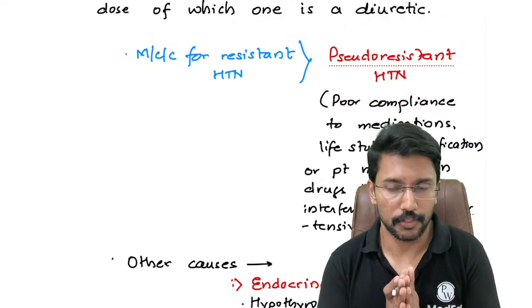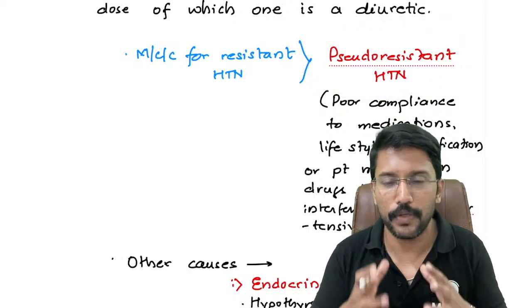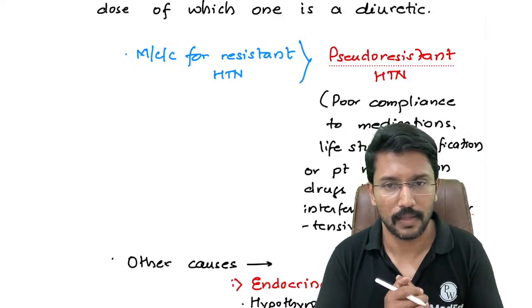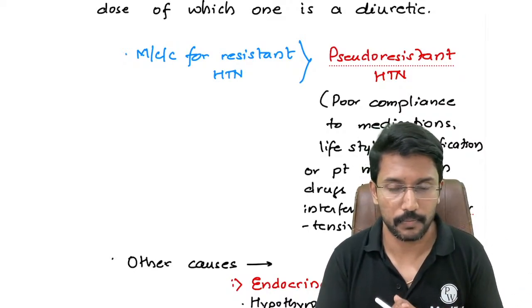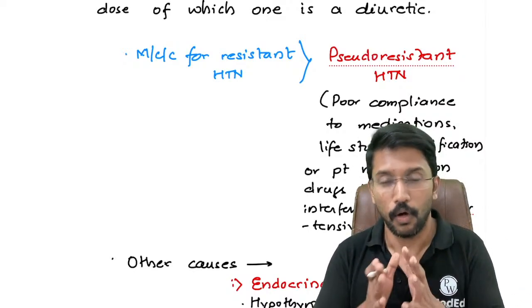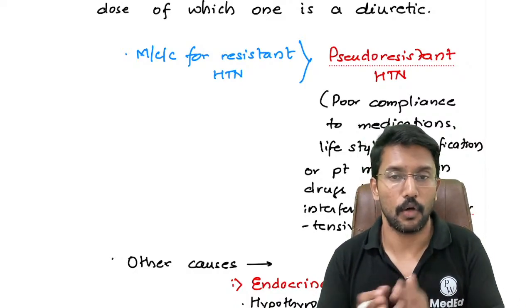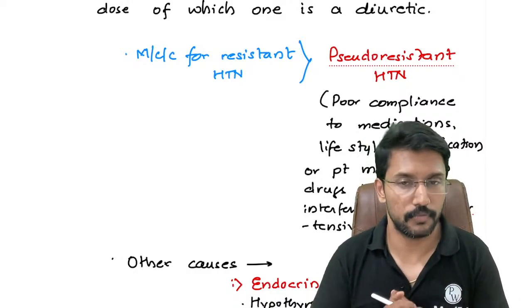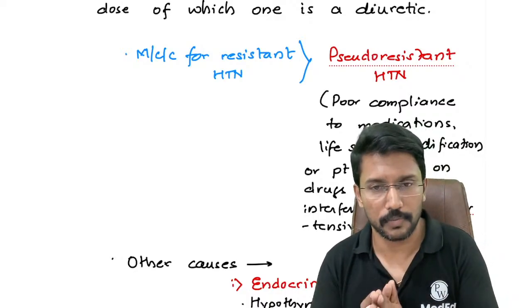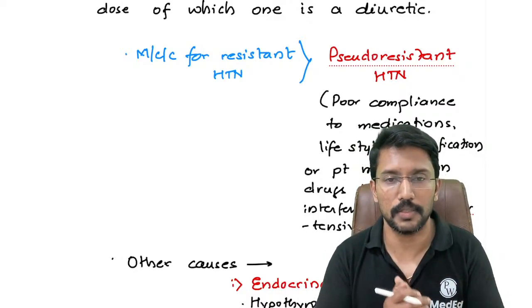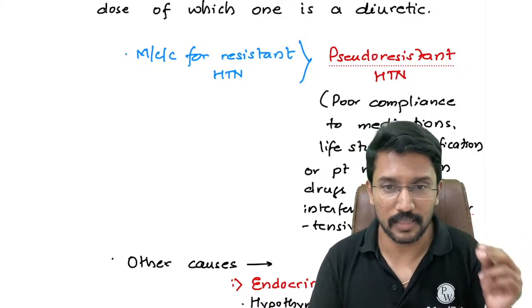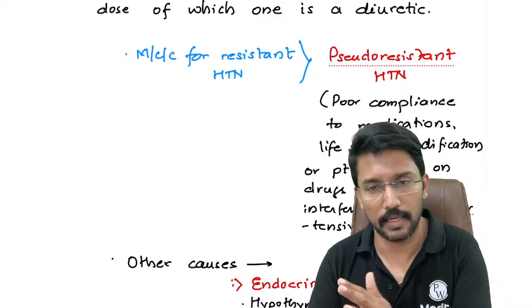Pseudo-resistant hypertension means we think we are giving them 3 drugs, but the patient may not be compliant with it. The patient may be skipping the medications, or may not be compliant with the dietary suggestions we would have given, or the salt restriction or the fluid restriction. That is the most common cause. So whenever we encounter resistant hypertension, we have to relook at the patient's dietary habits and compliance to the medications.